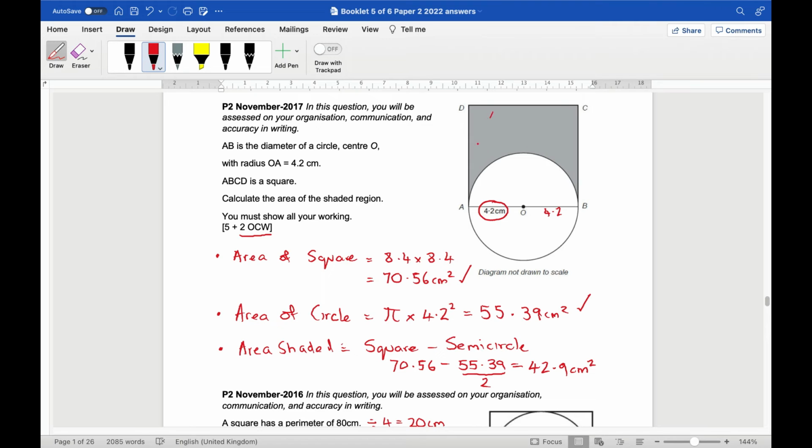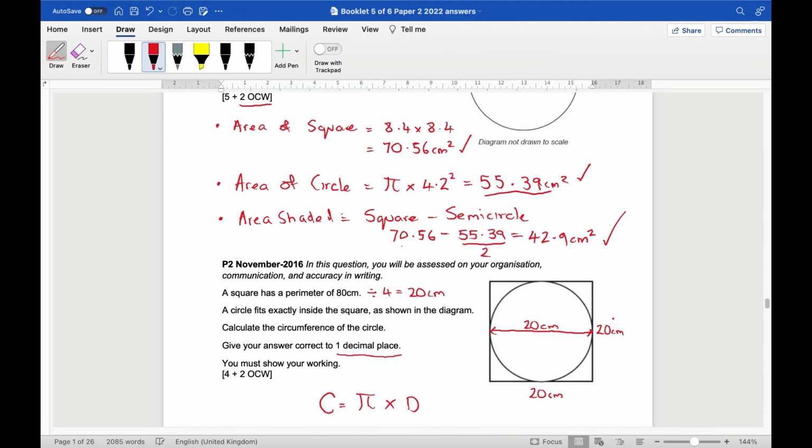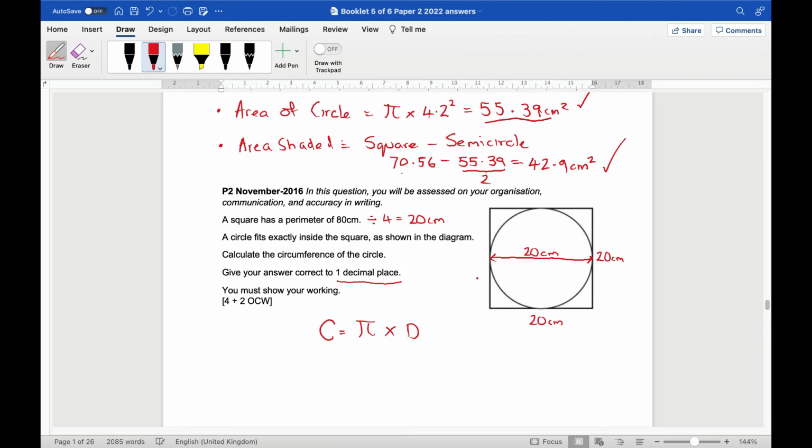So the shaded area is the square take away half of the circle's area, which has been chopped out. So I've put the square take away the semicircle. So there's the area of the square, and the area of the circle, which is here, I've divided by 2 because I only want half of it being chopped out of the square in my final answer. Have a little look at what I've done there, guys.